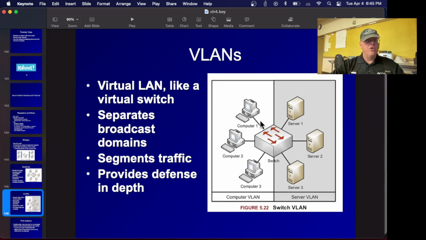VLANs, like I mentioned before, you might want to have a local area network for servers and a different local area network for laptop computers here, or endpoints, and these might be in different buildings. So a virtual local area network will let you put a tag on it, so that even if these devices are in fact not in the same building, they'll be treated as if they're on the same local area network.